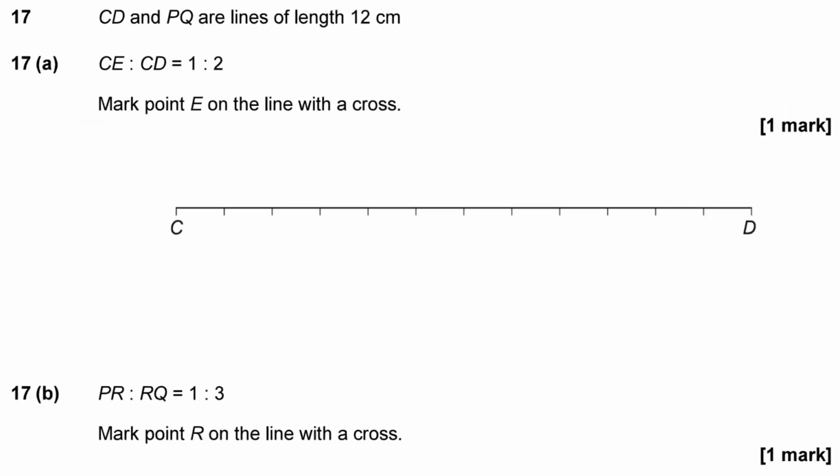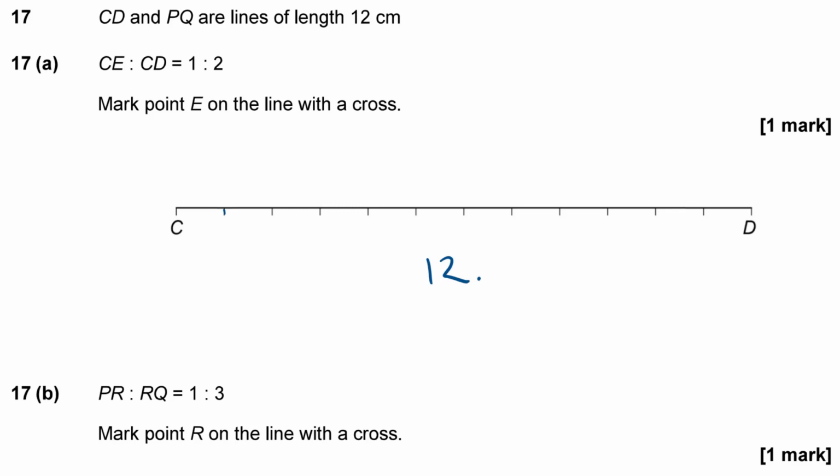Question 17. CD and PQ are lines of length 12 centimeters. And we're told that the ratio of CE to CD is 1 to 2. Mark point E on the line with a cross. Okay, CD and PQ are both lines of length 12. So here's CD. PQ is a bit further down on the page, so this is 12. And actually, you've got the 12 digits on here, haven't you? 1, 2, 3, 4, 5, 6, 7, 8, 9, 10, 11, 12. So it's already been marked up into 12 sections.